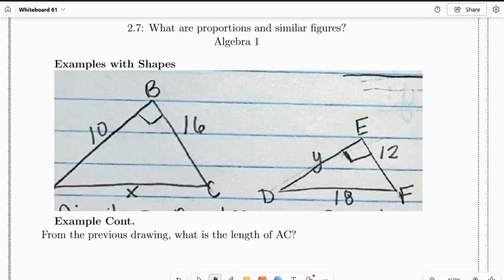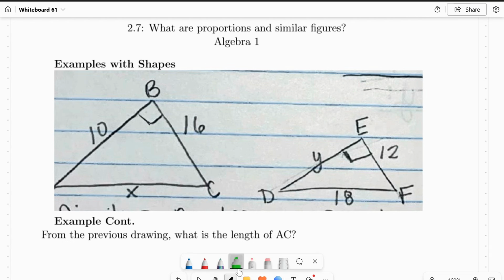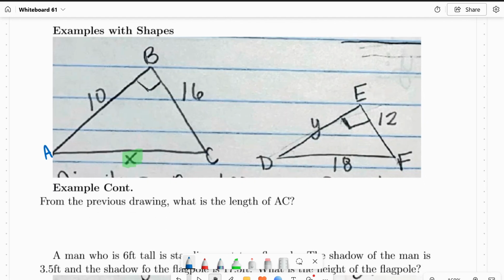From the previous drawing, what is the length of AC? So if we were to look at our drawing, we are trying to calculate AC, which would be this x value here, because this missing point is 8. So what we're going to do is set up a proportion between our two triangles here to calculate our missing value. So what we want to do is look at our angles to figure out what are our equivalent sides.